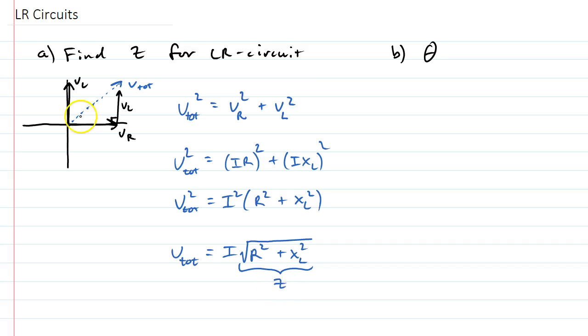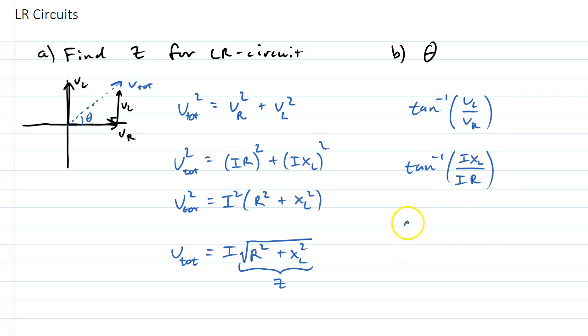Now for the phase angle, which would be this guy right here. You're going to see tangent inverse of, and if you're doing SOHCAHTOA here, this would be VL over VR. Substituting, now the I's cancel, so theta is going to be tan inverse of XL over R.